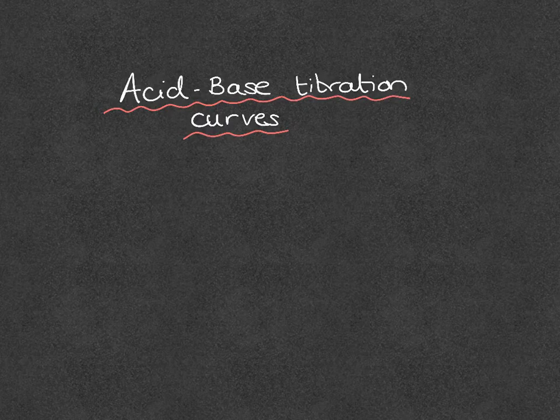This lesson is about acid-base titration curves. These are processes you've done a number of times. When you were in year 12, you've done acid-base titrations, but you've never really studied them in terms of what happens to the pH during the reaction. So we're going to consider what these kind of graphs look like.